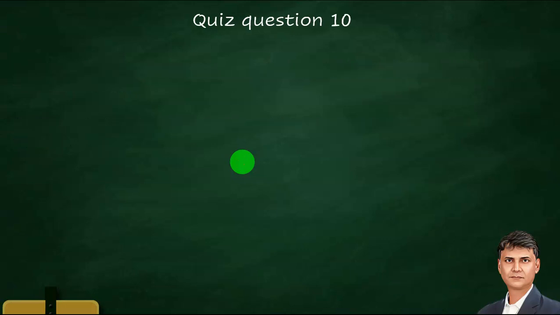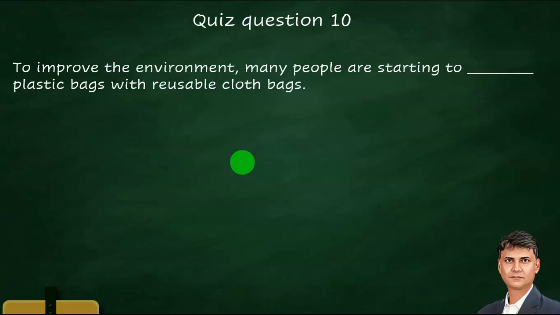The final question coming up, quiz question 10. To improve the environment, many people are starting to dash plastic bags with reusable cloth bags. Your 5 seconds start. Well, friends, what is the answer? Friends, I'm not going to reveal the answer for this. I would like you to put the answer to the last question in the comment box. What do you think? Is it replace or is it substitute? Alright, I look forward to your answers.